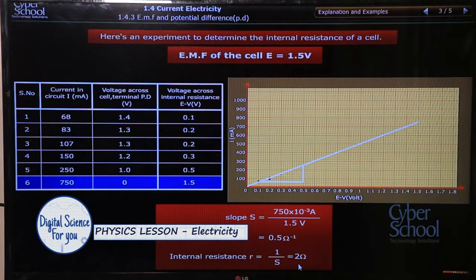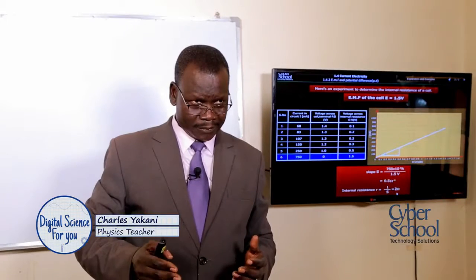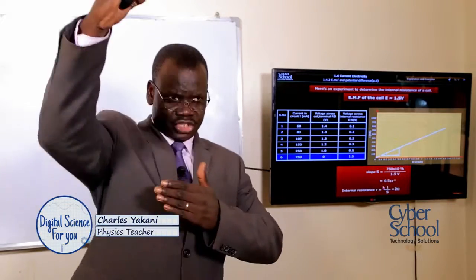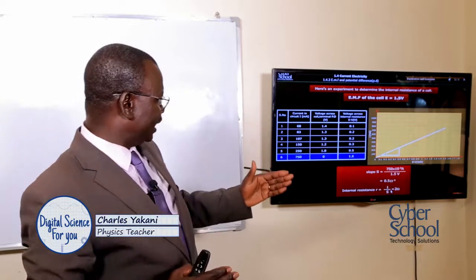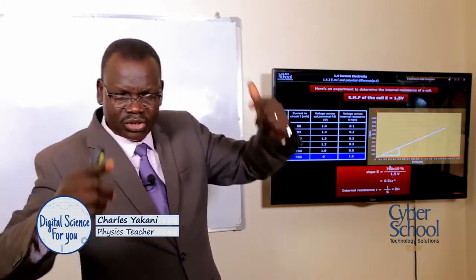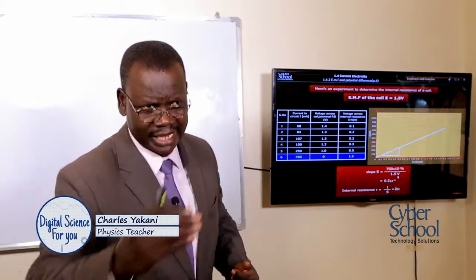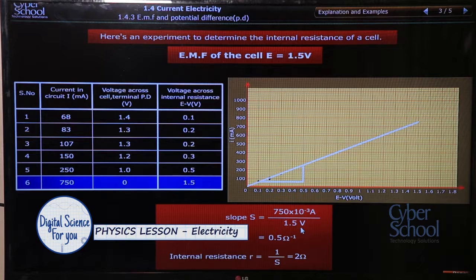Later on, I'm sure when we learn about Ohm's law, which says potential difference is equal to current times resistance, when you divide voltage by current, you get resistance. Now, here we have taken current up. That means you're getting, what do we call that in mathematics? The reciprocal. 1 over S. So that is how we get our internal resistance.